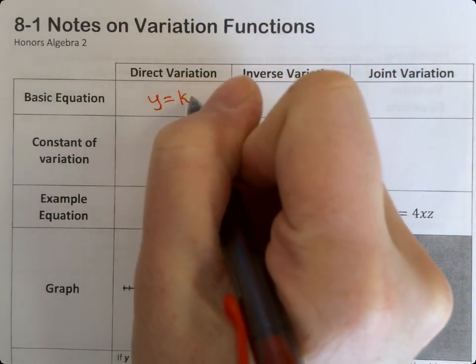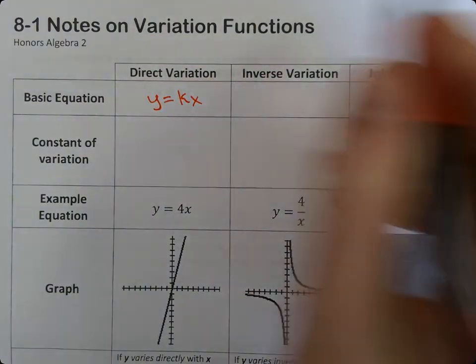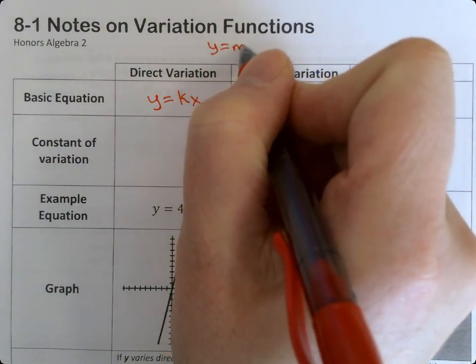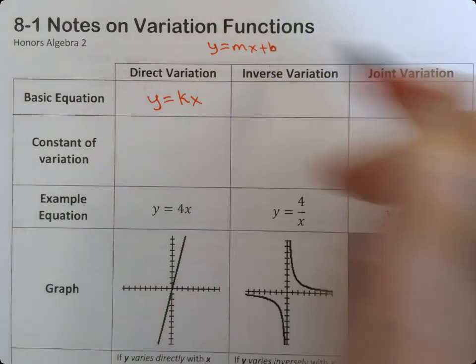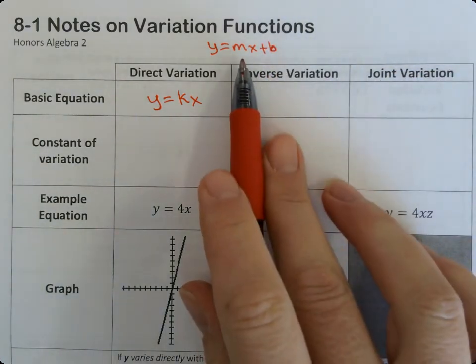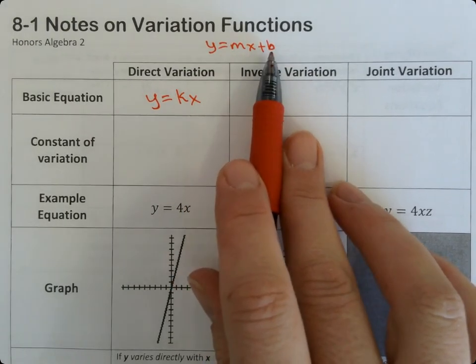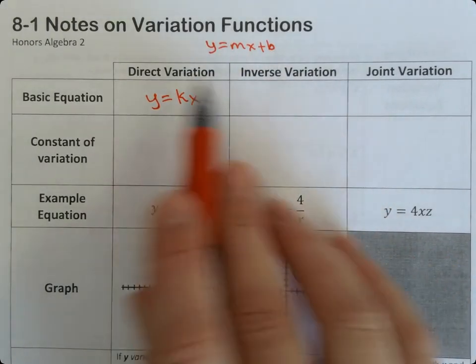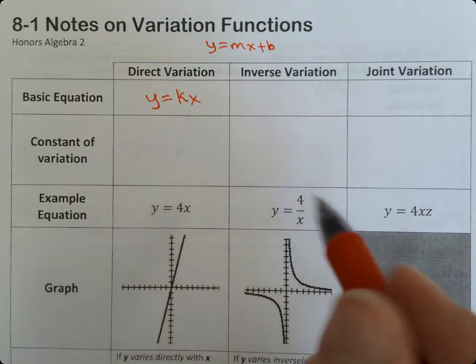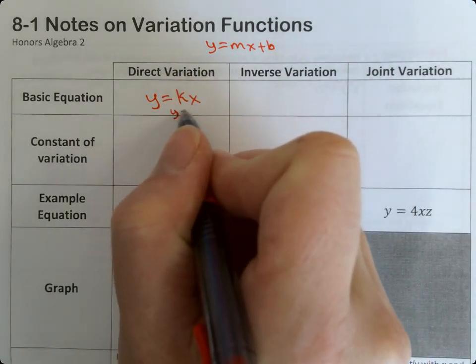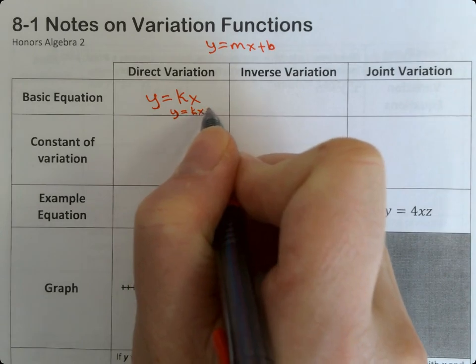A direct variation should remind you of y equals mx plus b. What's y equals mx plus b? That's your slope-intercept. So you have a slope, rise over run, which is a constant rate of change, and you have a b, which is a y-intercept. What's missing here is b. So the direct variation equation is always y equals kx plus 0.